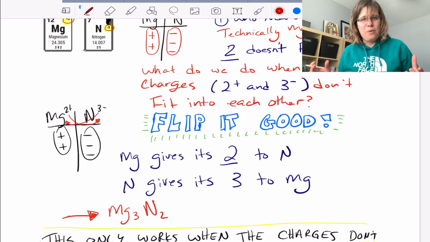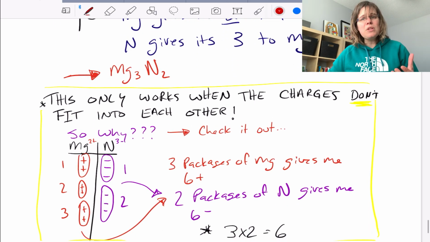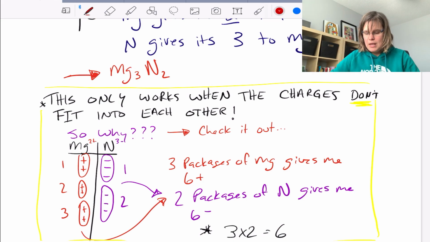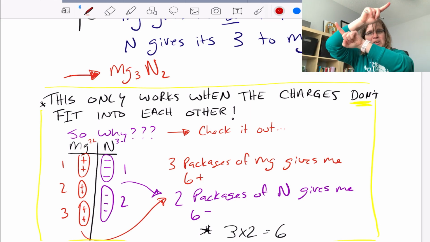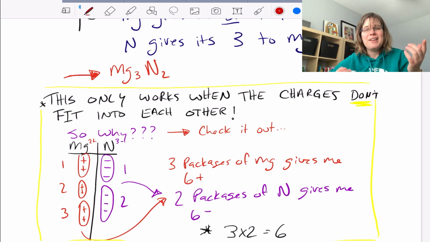Why the heck does that work? That's so weird. But this only works when the charges don't go into each other. So why does it work to do the flippy do? Why does it work? Well, I'll tell you why. It works mathematically. So here's the thing.